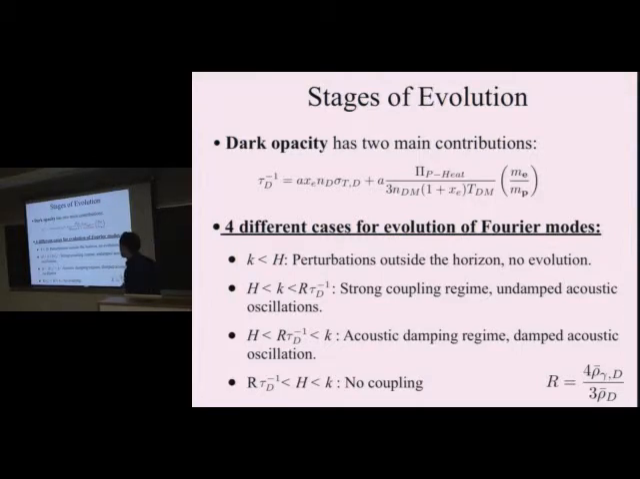And finally, when this momentum transfer rate falls below the Hubble rate, there's no more coupling, and dark photons can free stream away, and dark matter perturbations can start growing, just like regular cold dark matter.